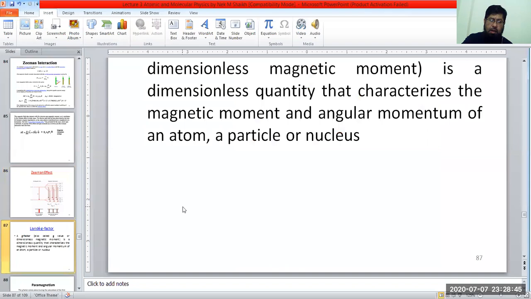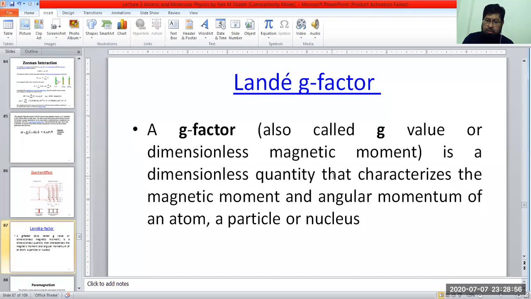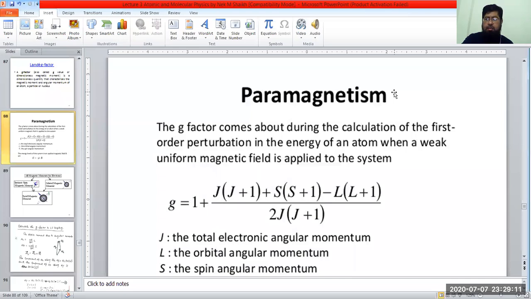So now we are discussing what is the Lande g factor. G factor is also a dimensionless quantity, characterized by the magnetic moment and the angular momentum of the atom. Agar aap ye dekhen ke ye paramagnetism hai, paramagnetism mein kya hota hai? Ki jo G factor hai, G is equal to 1 plus j into j plus 1 plus s into s plus 1 minus l into l plus 1 upon 2 j into j plus 1.